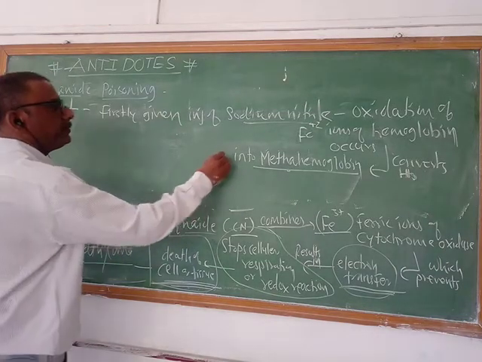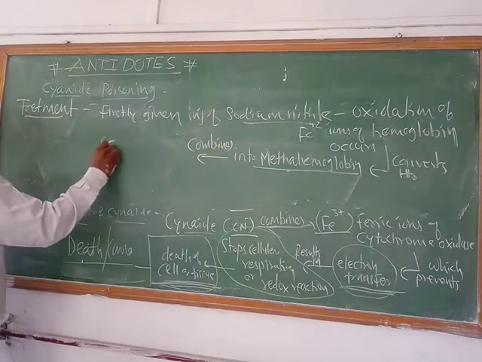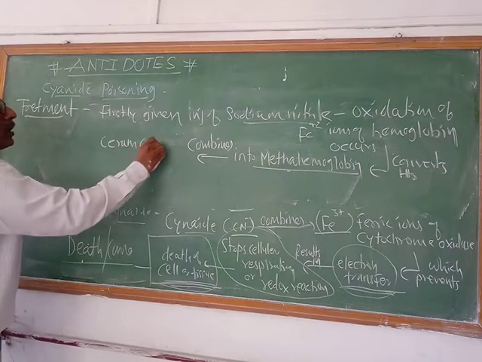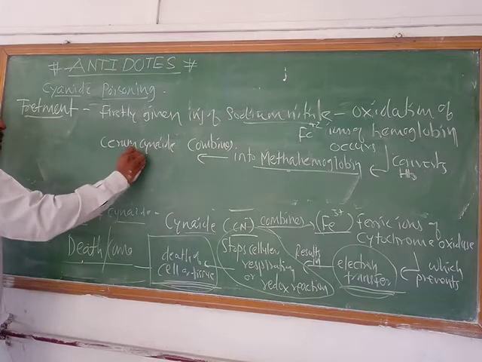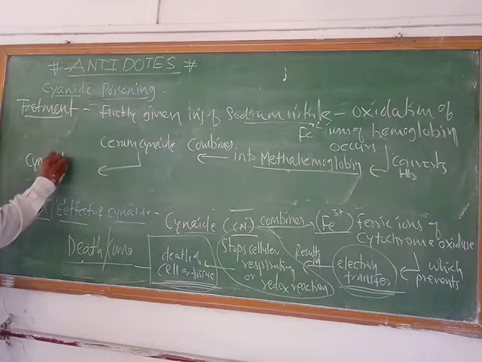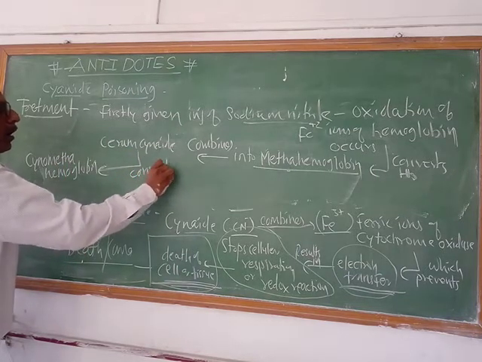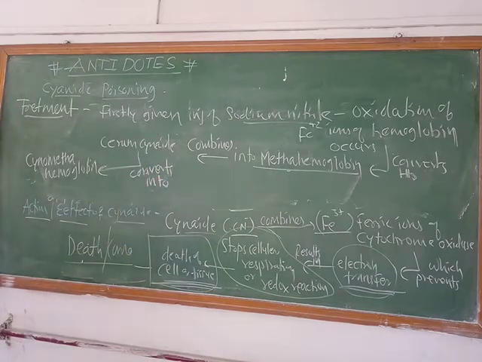So this methemoglobin combines with serum cyanides, and these serum cyanides convert particularly into cyanomethemoglobin. And this cyanomethemoglobin is unable to enter into the cell.